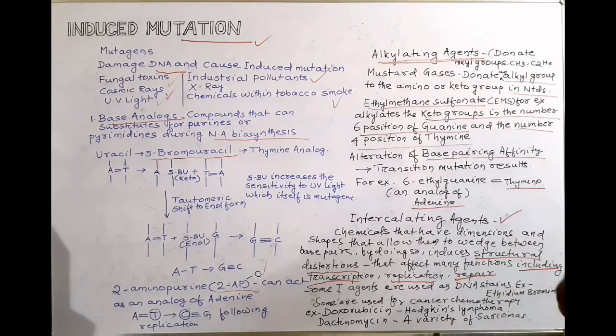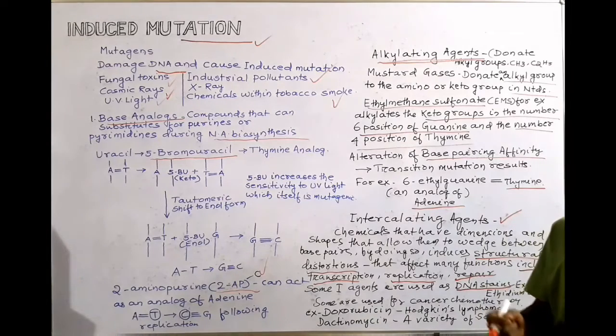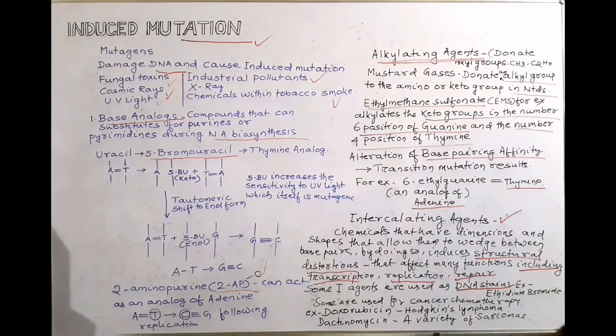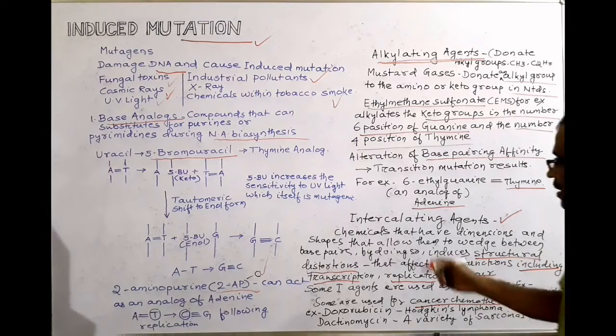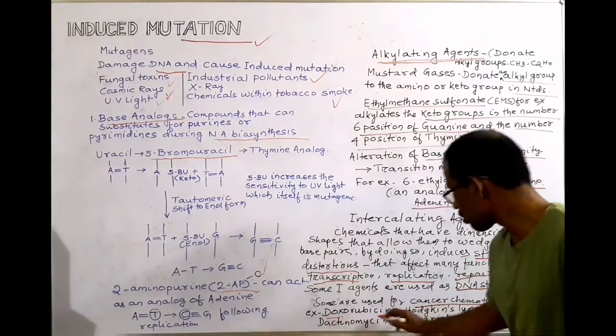There are few intercalating agents which are used as DNA stain. For example, ethidium bromide. Ethidium bromide is a chemical compound that is used as DNA stain. So ethidium bromide is also another intercalating agent. Some of the drugs used for cancer chemotherapy are also intercalating agents. Example is doxorubicin.